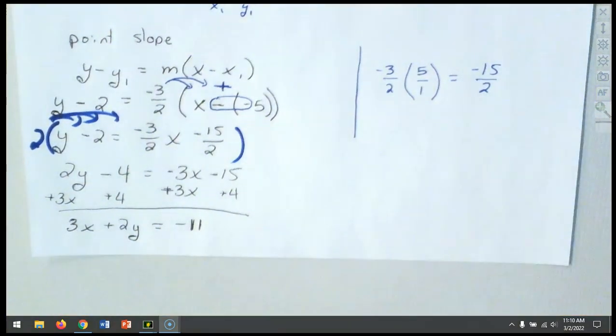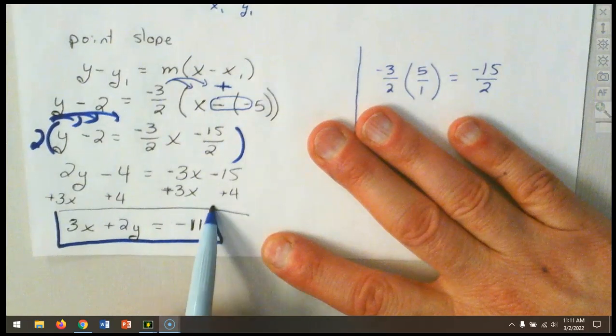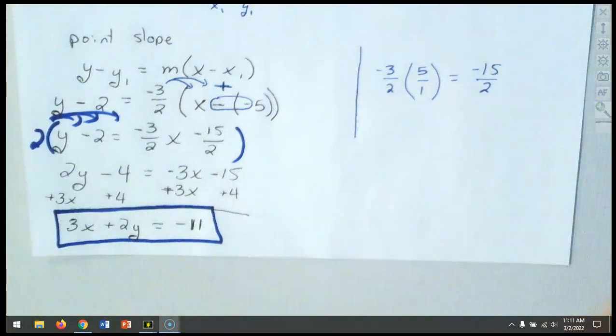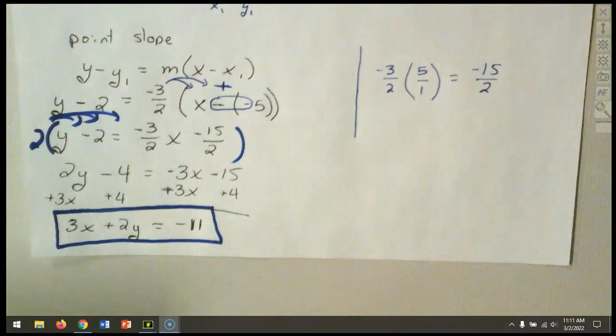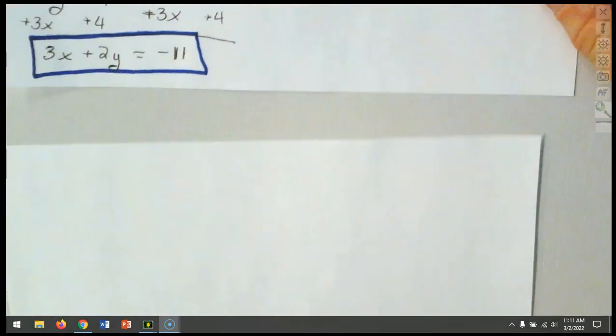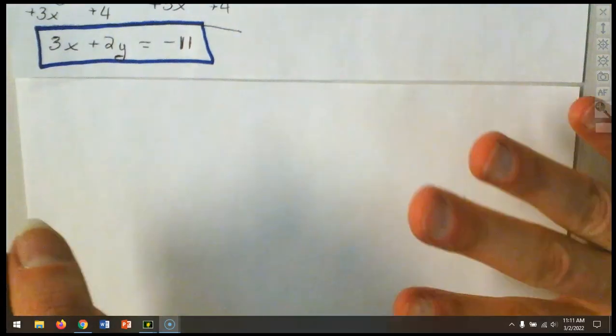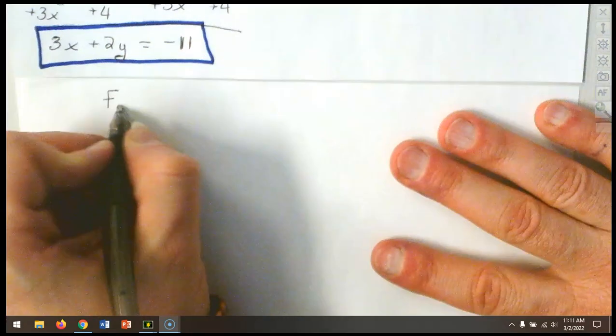Is that in standard form? Yes, it is. How do I know it's in standard form? Okay, no fractions, no decimals. X is on the left, y is on the left, and x is positive. Try one more like this, and then if we have time, which we might not, we'll look at what happens when we have 2 points. So one more. The next one's going to be in slope-intercept form. So the next one, we're going to find the equation.